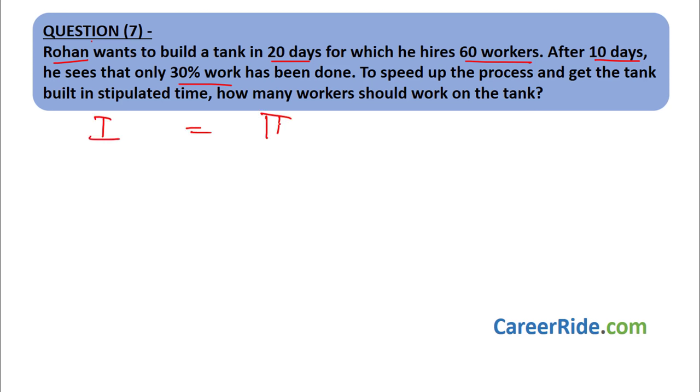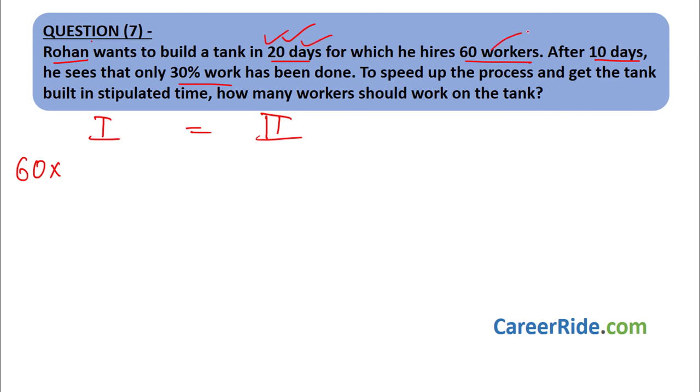We have the two scenarios over here. We have men, days, time, work done. So in the first case, the number of men would be 60, right? Then days is given. So Rohan wants to build the tank in 20 days, but this is the entire time limit. What he says is that after 10 days, that means 60 workers, when they are working for 10 days, he sees that only 30% work has been done. So to speed up the process and get the remaining large amount of work, that is 70% work, done, how many workers should work on the tank? That is asked. That means he must have put in some workers or removed some workers and made sure that the work gets completed in these 20 days.